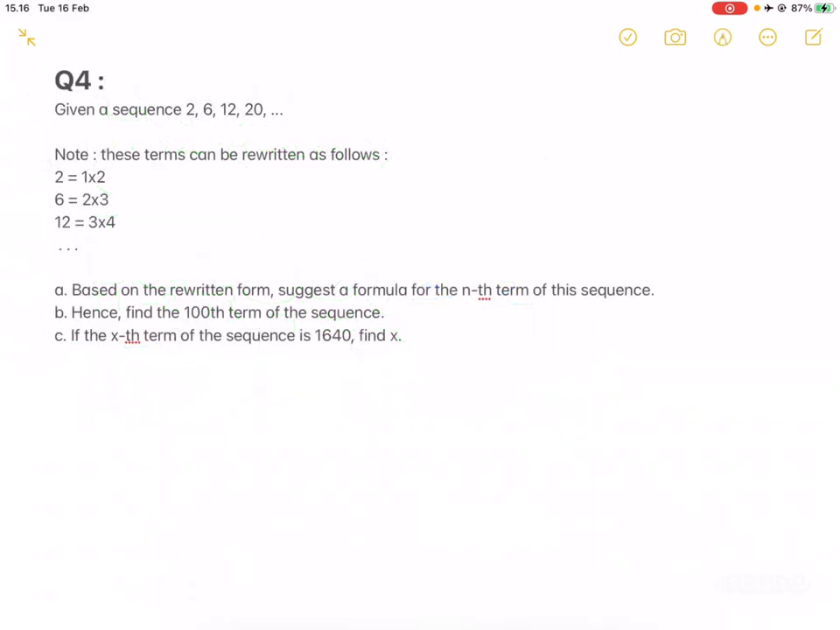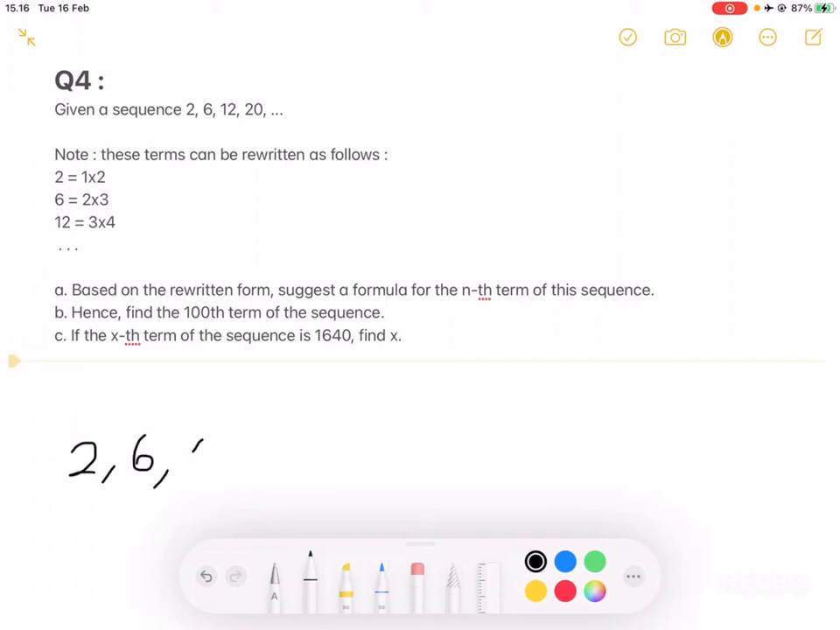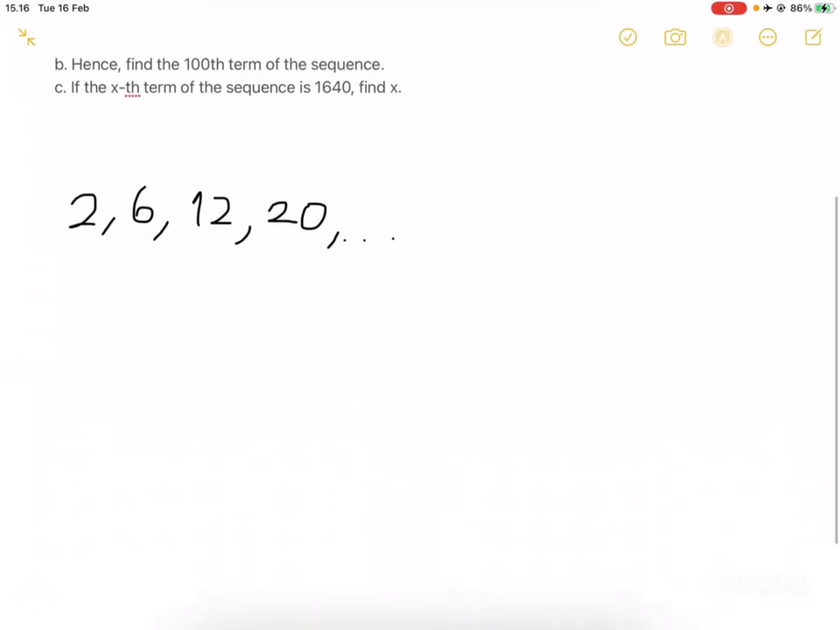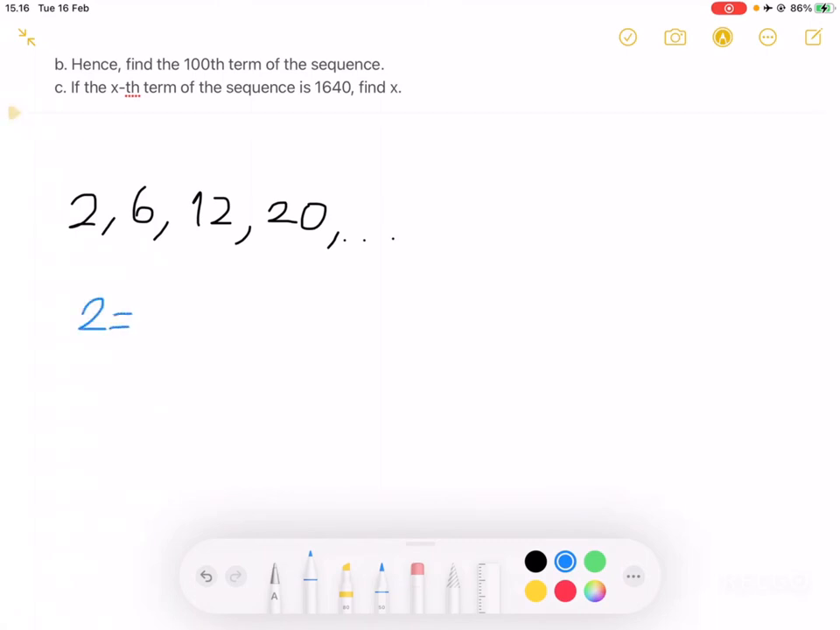This last question will be the finishing touch of this video. So given a sequence, I'll just rewrite this right here. We have 2, 6, 12, and 20. And notice we've written these terms slightly different. So note that 2 is equal to 1 times 2. 6 is equal to 2 times 3. 12 is equal to 3 times 4, and 20 equals 4 times 5.